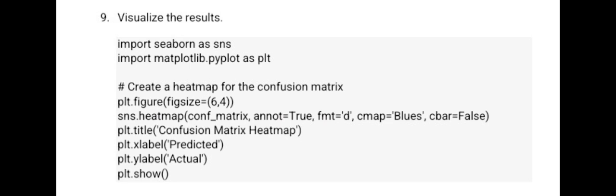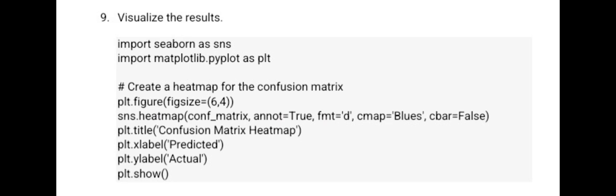It uses a Seaborn heatmap to display the confusion matrix as a heatmap. fmt formats the annotation as integers. cmap='Blues' sets the color scheme of the heatmap to shades of blue. cbar=False hides the color bar.